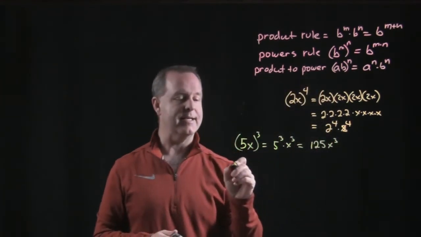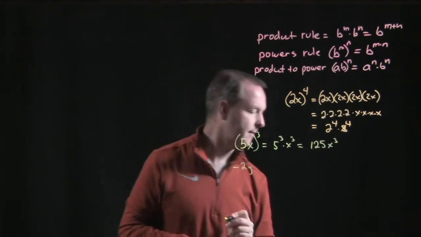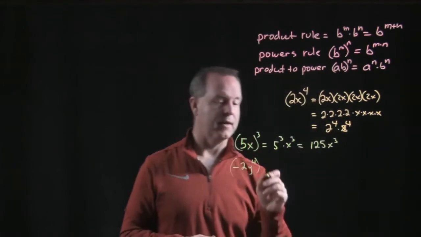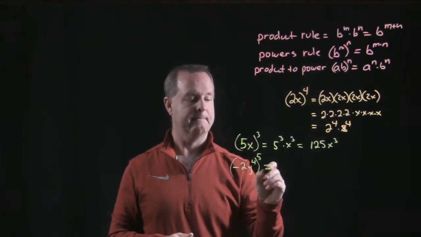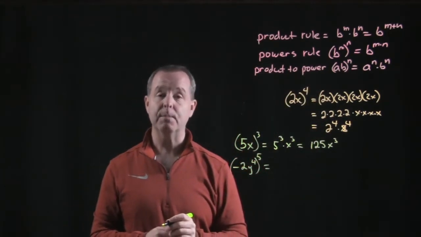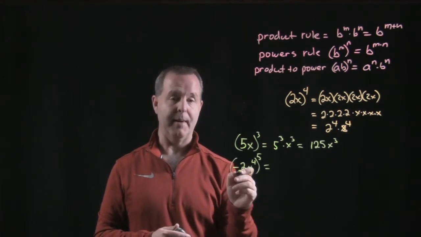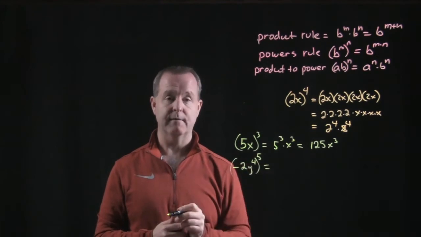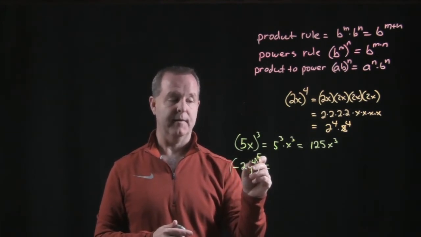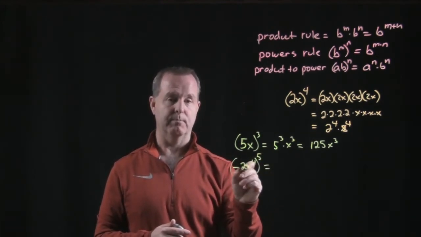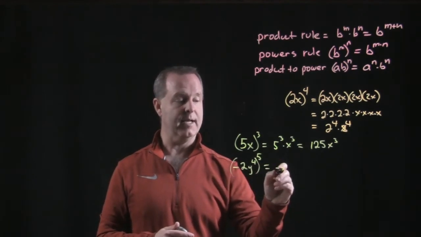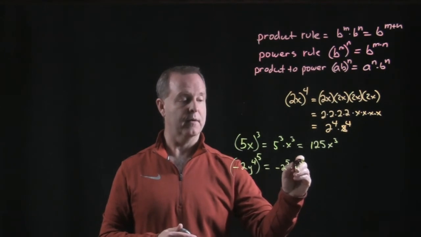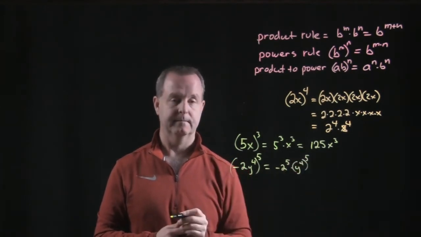Let's look at (negative 2y to the fourth) to the fifth. Notice we have a couple of things going on here. My base of the fifth is negative 2y to the fourth. I have y to the fourth in here. So this exponent is going to get distributed to both of these terms. So it's going to become negative 2 to the fifth times y to the fourth to the fifth.